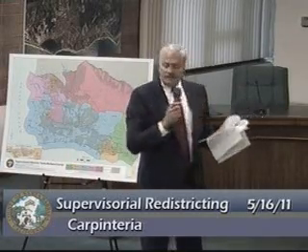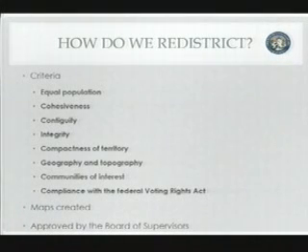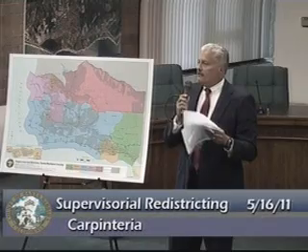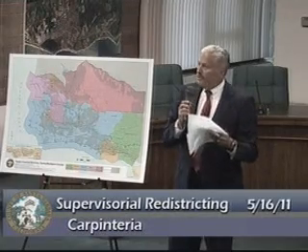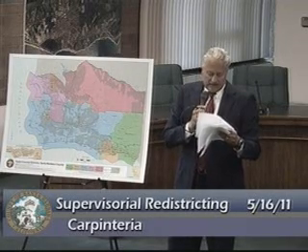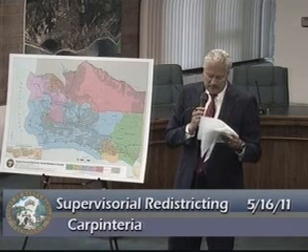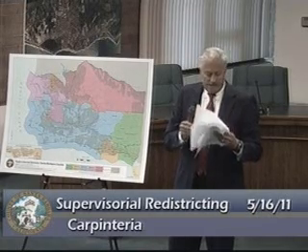Compactness. Compactness has been defined by the courts as the ability of citizens to relate to each other combined with their geographic proximity to each other. So what you need to take into account is a sense of community made possible by open lines of access and communication. Consider availability and facility of transportation and communication between people in a proposed district.